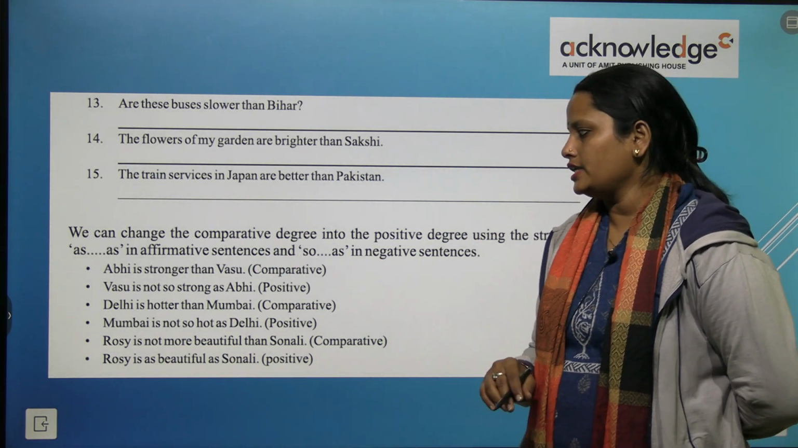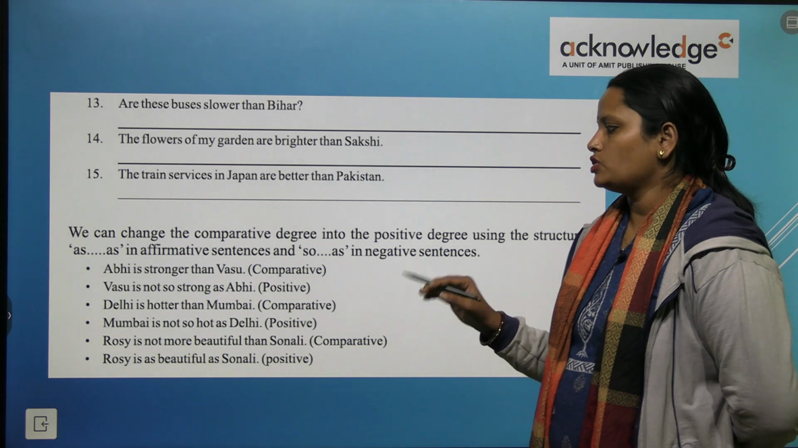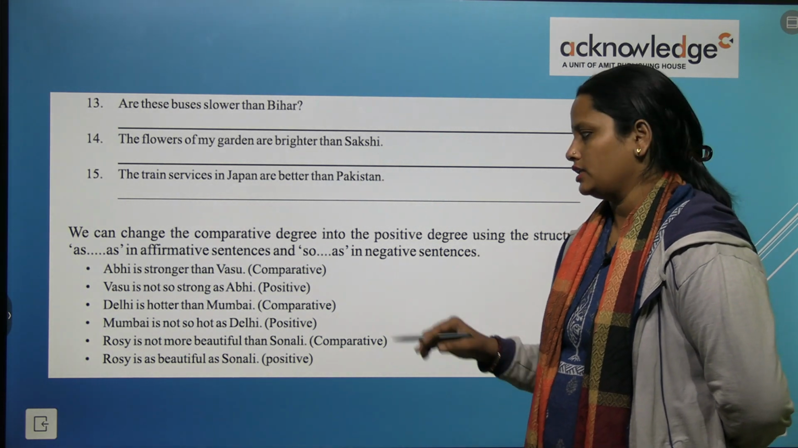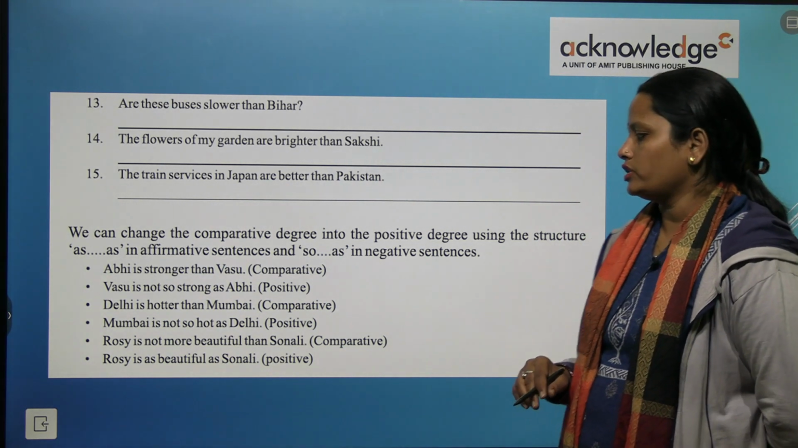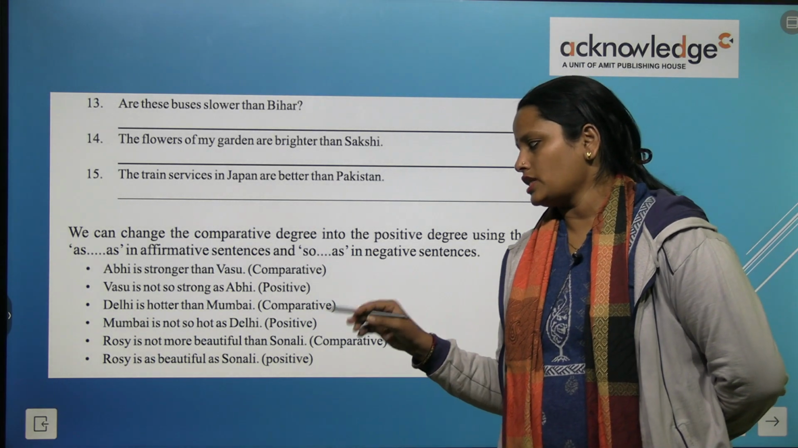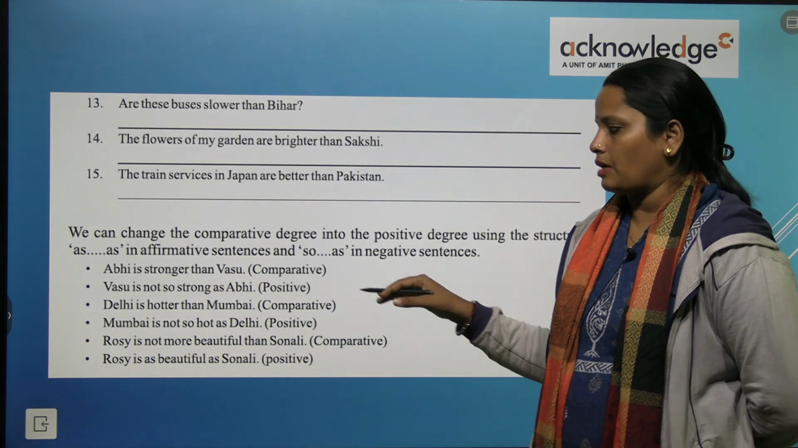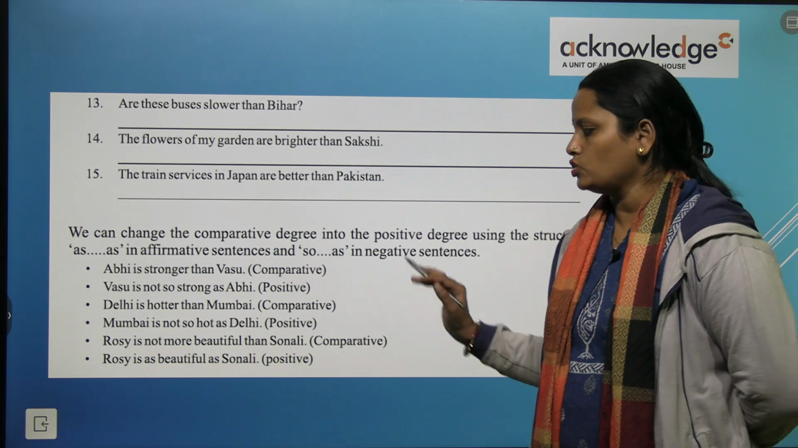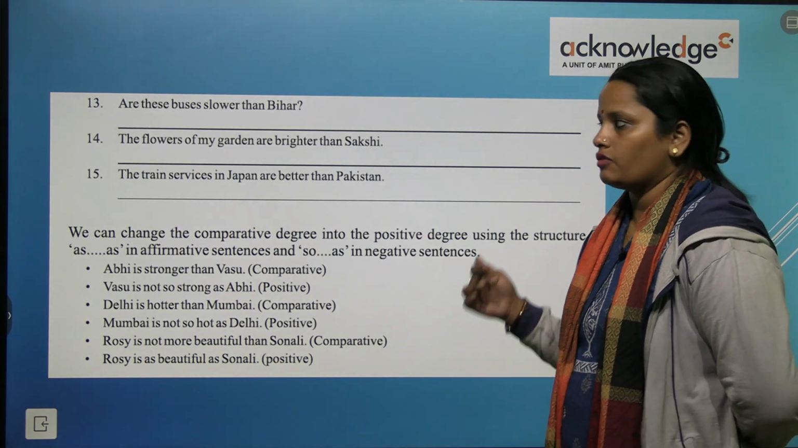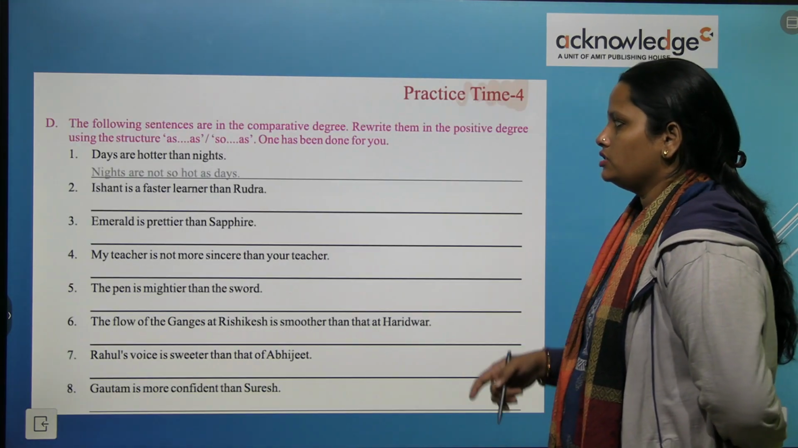Next is: Delhi is hotter than Mumbai. Mumbai is not so hot as Delhi. Rosie is not more beautiful than Sonali. Rosie is as beautiful as Sonali. Here we have used "as" and "as" both for converting into the positive degree.